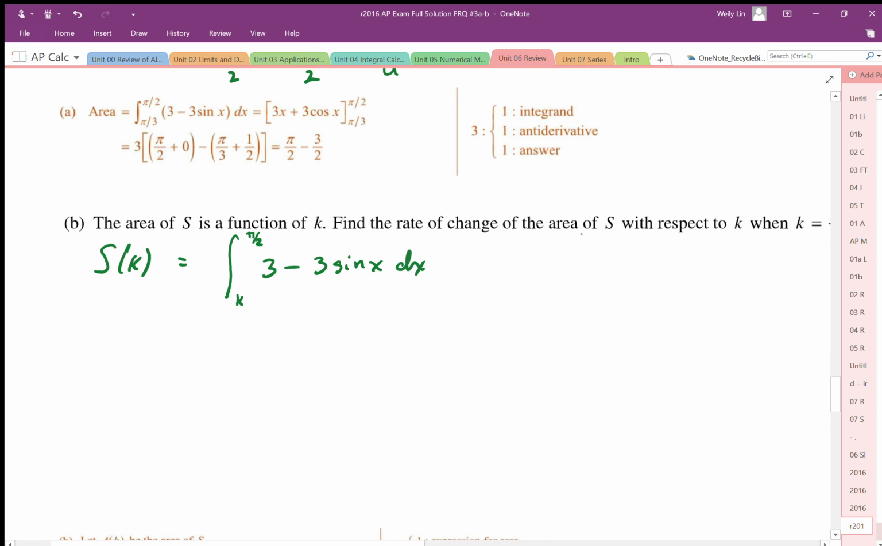We are now finding the rate of change of the area of S, so we're looking for S prime of k, the derivative of this function. The fundamental theorem of calculus states that if we differentiate this function, we just get the expression inside the integral. I'm going to plug in our bounds here, and you have to be careful because the direction of the bounds is important. Notice that we're going to subtract when we integrate it.